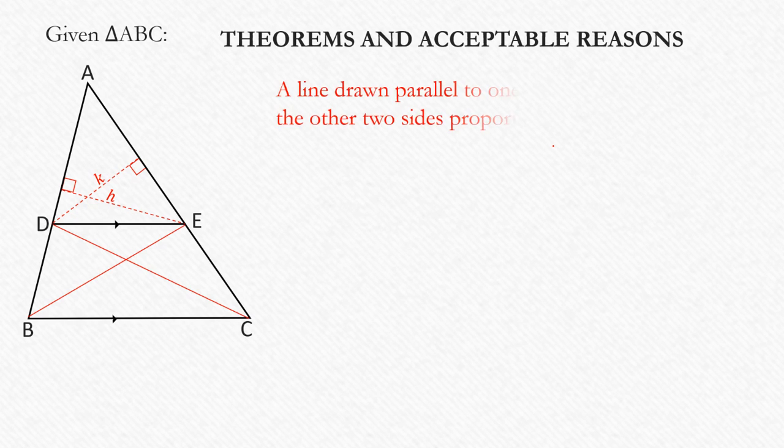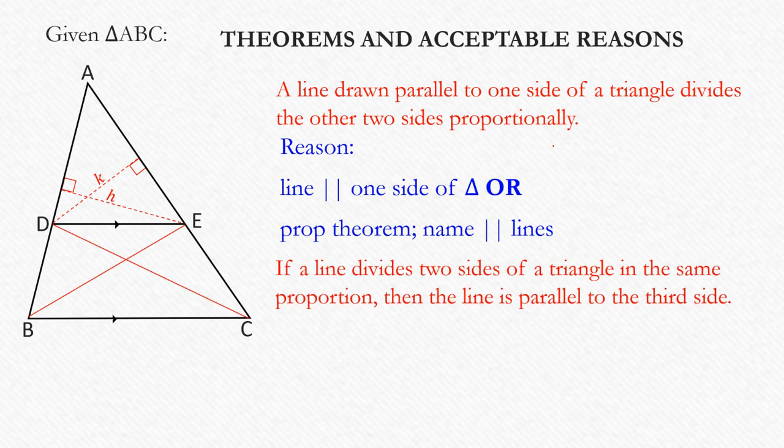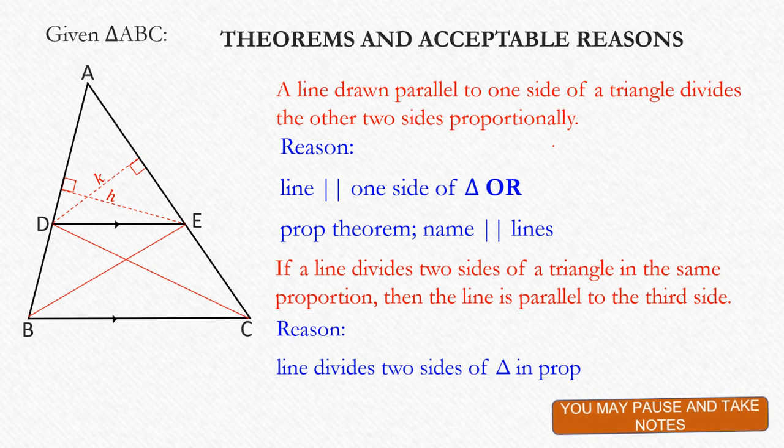Right, so now we have said that a line drawn parallel to one side of a triangle divides the other two sides proportionally. So the reason we write is line parallel to one side of triangle, or proportionality theorem, and then you name the parallel lines and say DE parallel to BC in this case. And then if a line divides two sides of a triangle in the same proportion, then the line is parallel to the third side. And then we can write as a reason, line divides two sides of triangle in proportion.